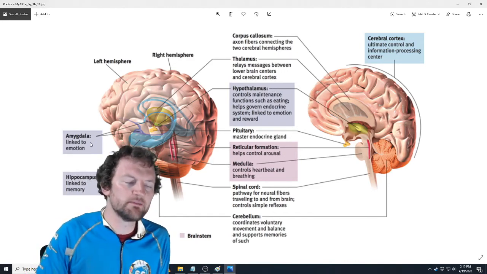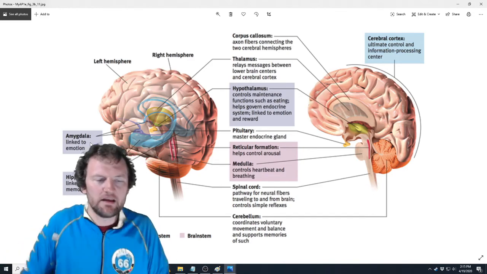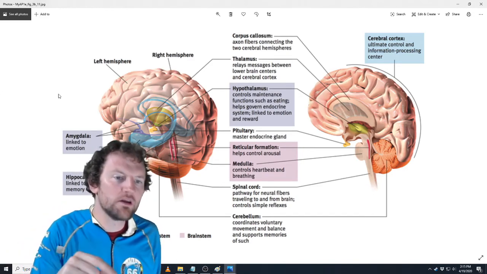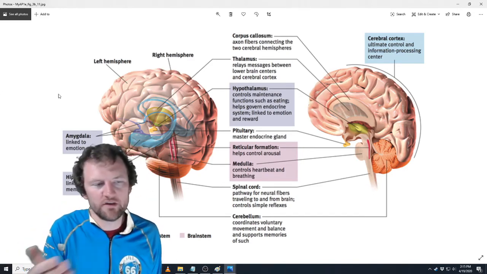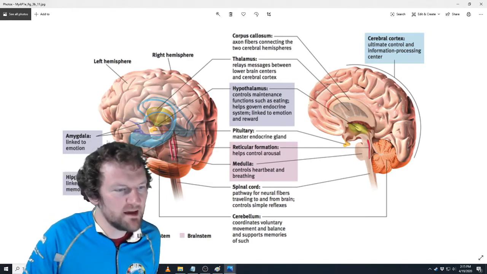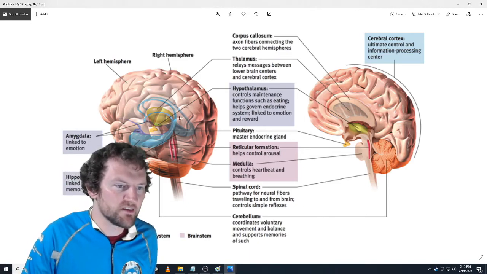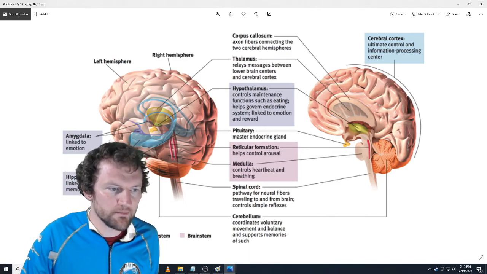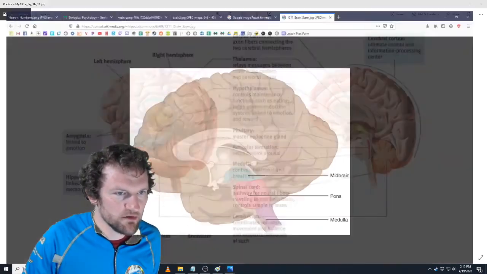If they stimulate the amygdala of a cat, it'll make the cat hiss and get angry. If they lesion, which means destroy parts of the amygdala in a cat, it then can't get angry or scared. Hippocampus has to do with memory. So that's this big blue swirly seahorse looking thing, is the hippocampus.